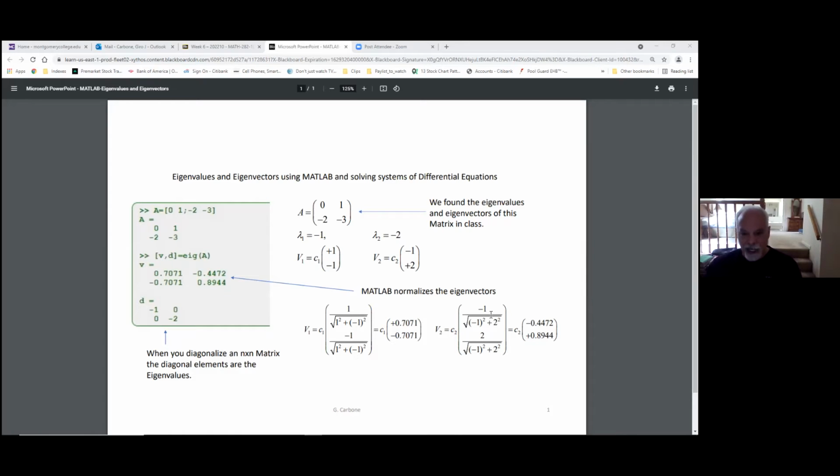And here too, when you want to normalize this eigenvector, it would be -1 squared and then +2 squared, right? And then you divide that into -1 and you divide that into -2. So this is the normalized eigenvectors.